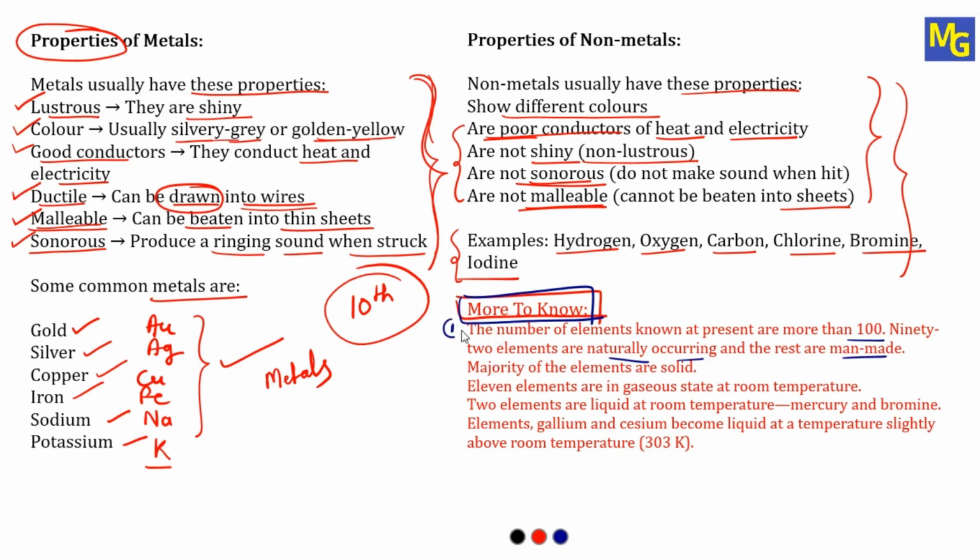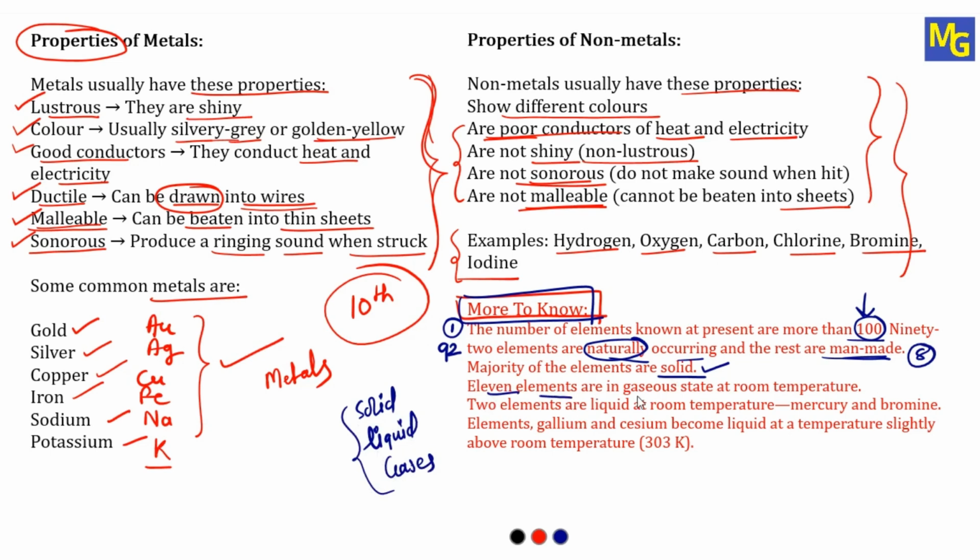Very important point. So till today we have 100 elements which we all know, and out of 100, 92 are naturally occurring, and remaining means how many? 8 are man-made. Very important point. It will help you to increase your general knowledge. Majority of the elements are solid. See here, majority of the elements are solid. There are three states. One is solid, next is liquid, and the next is gases. Elements we can see in all three states, but majority elements are in solid state.